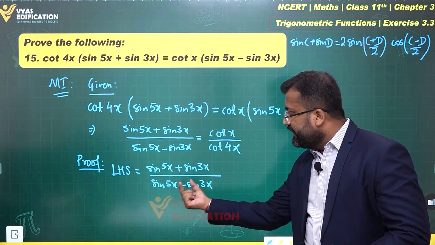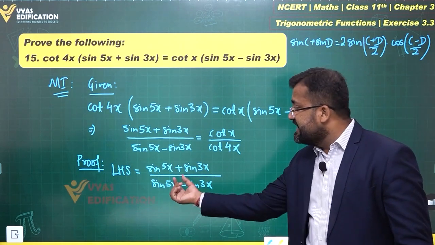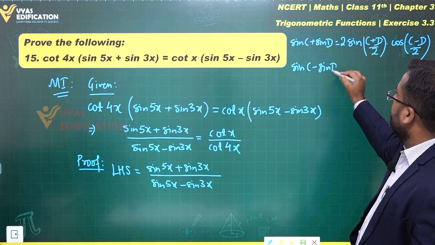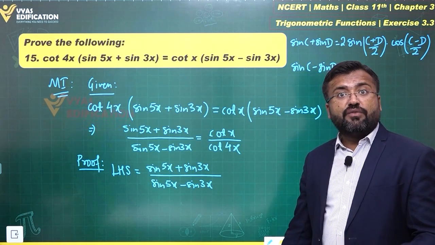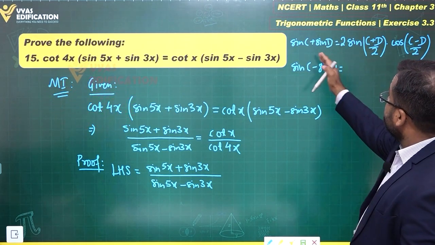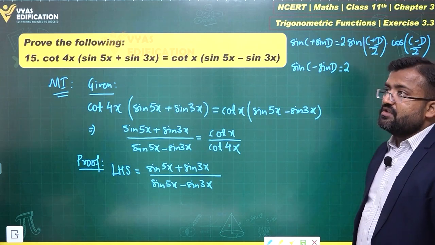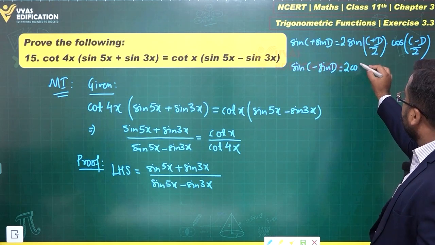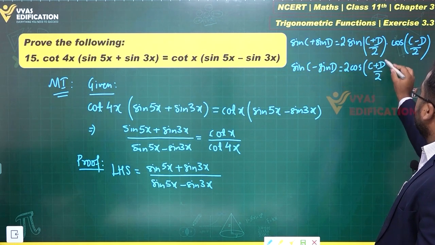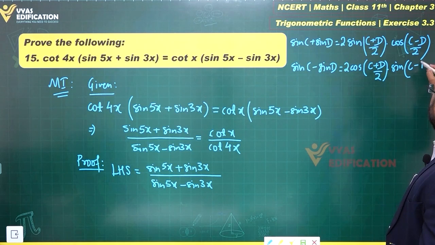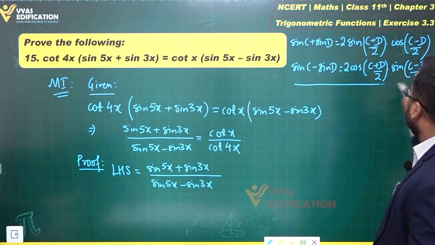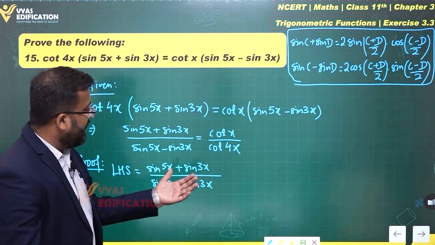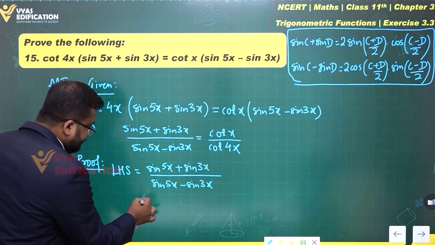What about the denominator? In the denominator I have something which looks like sin C minus sin D, and sin C minus sin D is also a familiar identity, very important one. This difference can be converted into product. What is this equal to? This is 2 cos (C plus D)/2 sin (C minus D)/2. We can use these two identities to simplify this expression. How do we do that?